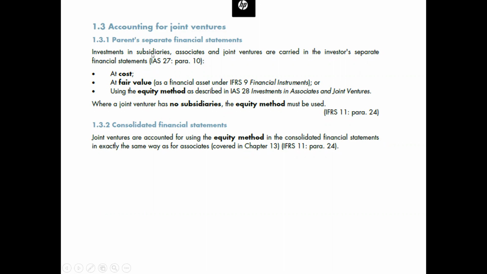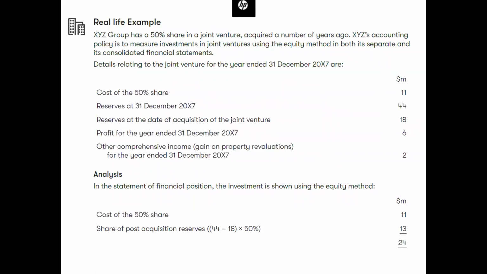So you need to see a subsidiary can be at cost or at fair value. Associate or joint venture can be at cost, fair value, or in my separate financial statements already at the equity method. And then when we consolidate, the joint venture and my associate need to be on the equity method. So if it was at cost, I need to apply the equity method. And that's what this slide tries to explain. Make sure you guys understand that part.